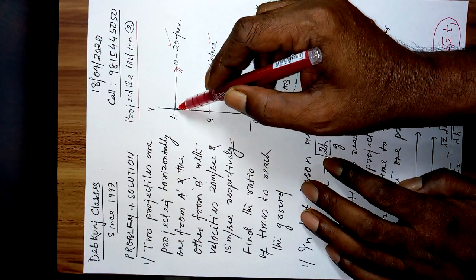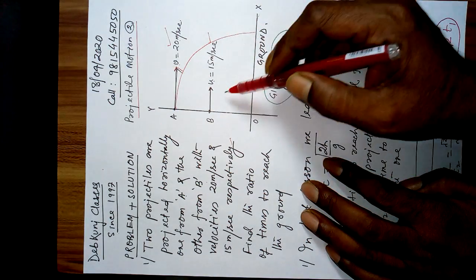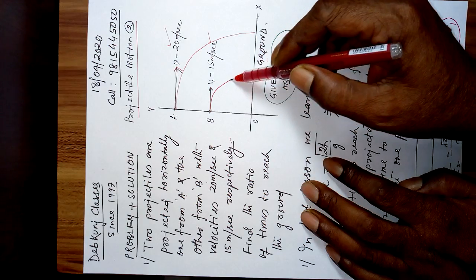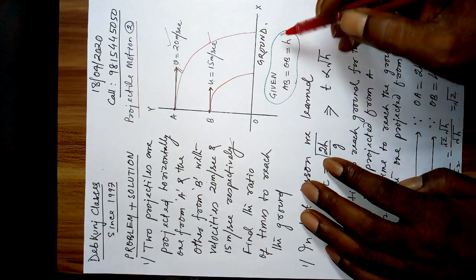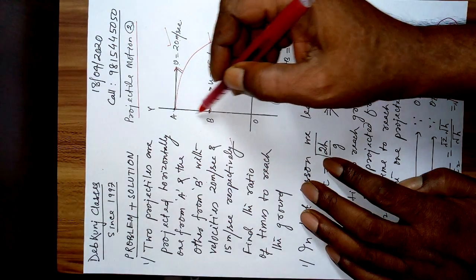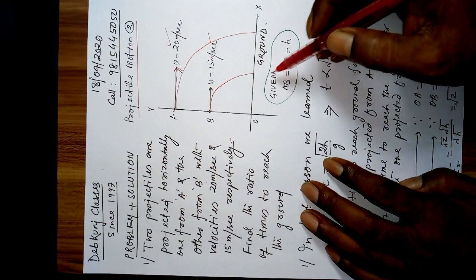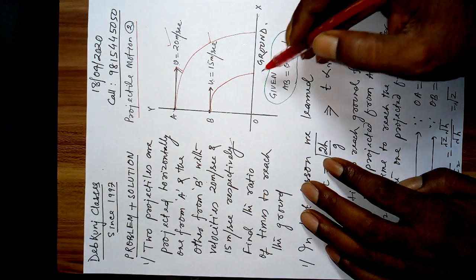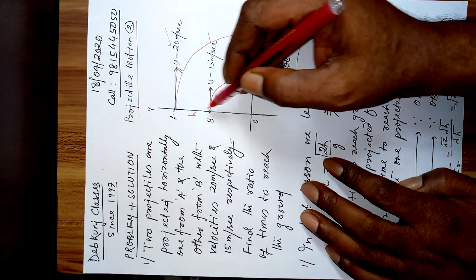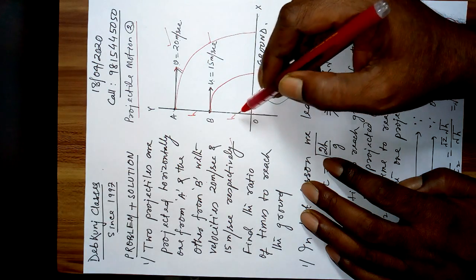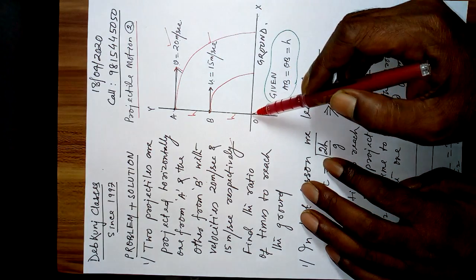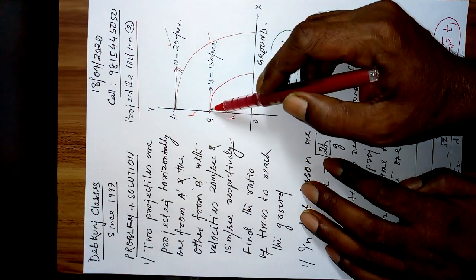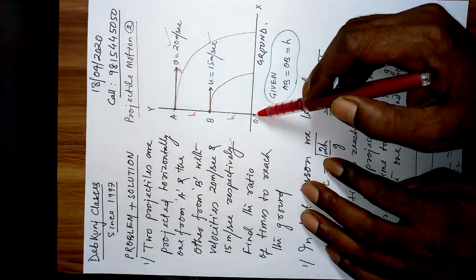This one will follow a path like this and will reach the ground. This one also follows a path like this and will reach the ground. Now it is given AB is equal to OB is equal to H. From here to here is H. From here to here is H. Means the one that is projected from here is at a height 2H. The one that is projected from here is at a height H.